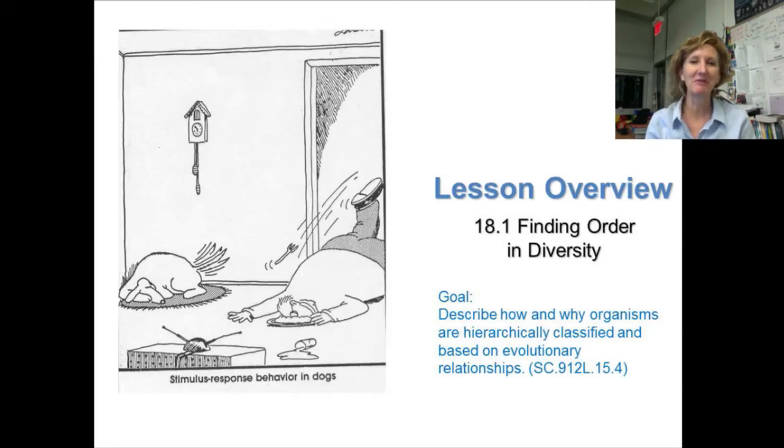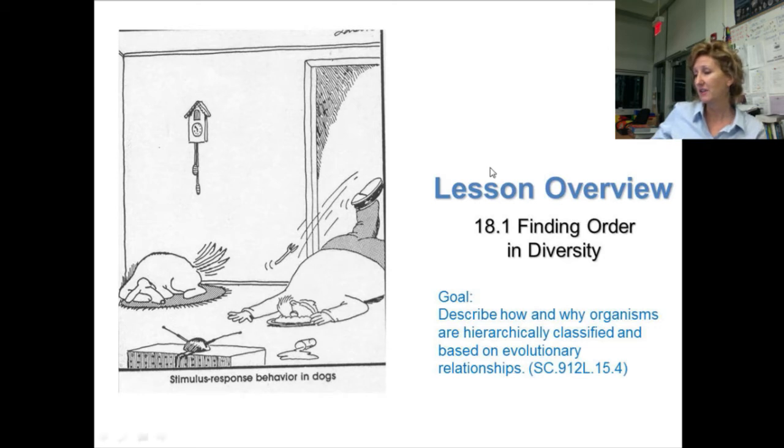Okay, well, moving on to Chapter 18 in the Evolution unit, we have 18.1, which is Finding Order and Diversity. The goal is to describe how and why organisms are hierarchically classified and how they are based on evolutionary relationships.